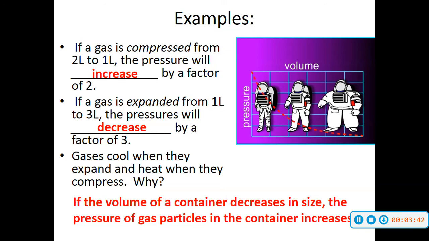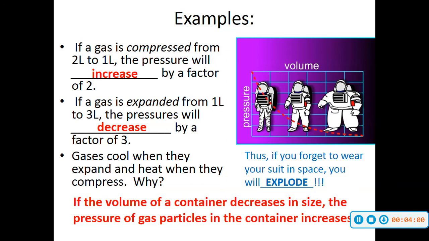Okay, so if the volume of a container decreases in size, the pressure of gas particles in the container increases. And I believe some of you who are following along in your notes have a question as to what will happen to you in space. If you forget to wear your suit in space, you will explode. The reason being is if we're here on Earth, we are surrounded by the atmosphere. We have atmospheric pressure. But the second we take a step outside of our atmosphere, there is no pressure.